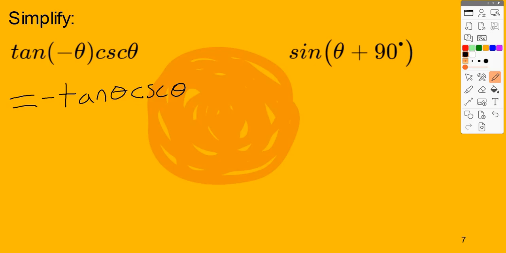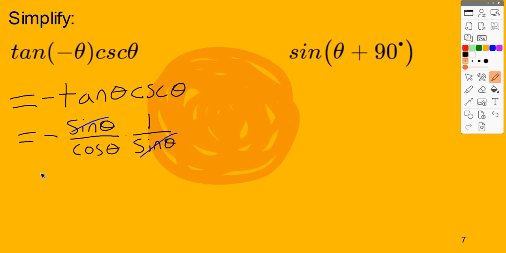Are either one of them squared? No. So I can't use the Pythagorean. But can I convert everything to sines and cosines? Yeah. What can I rewrite tangent as? Sine over cosine. And what can I rewrite cosecant as? So then what happens? The sines reduce. Agreed. And what are we left with? 1 over cosine. Negative, but yes.